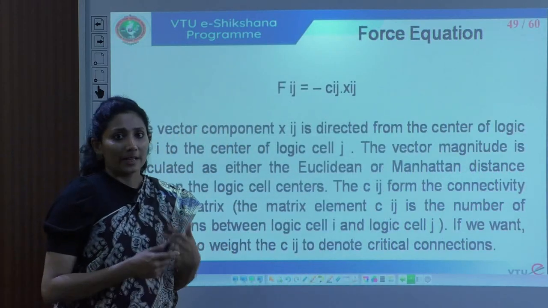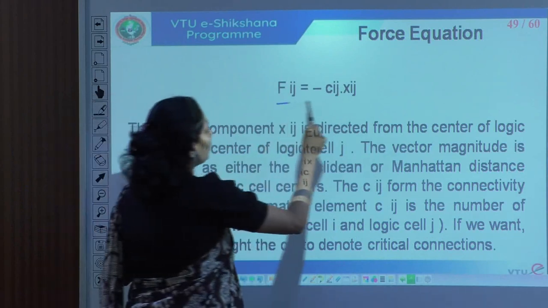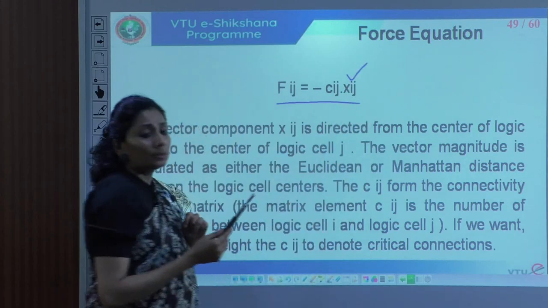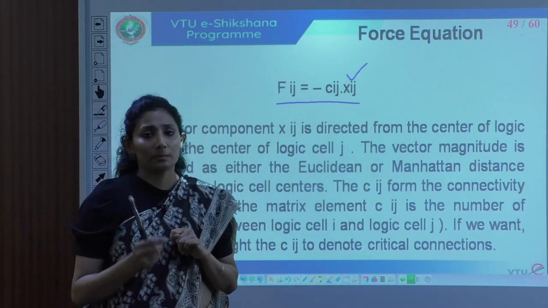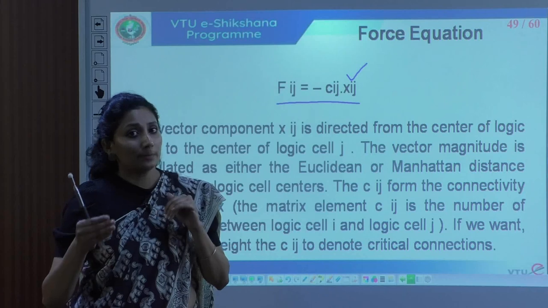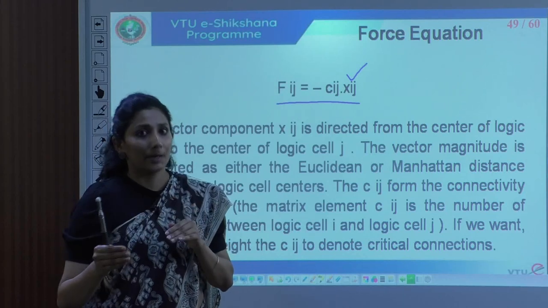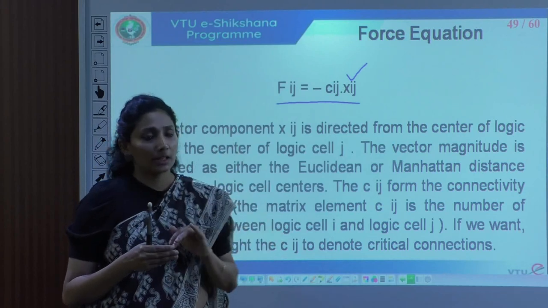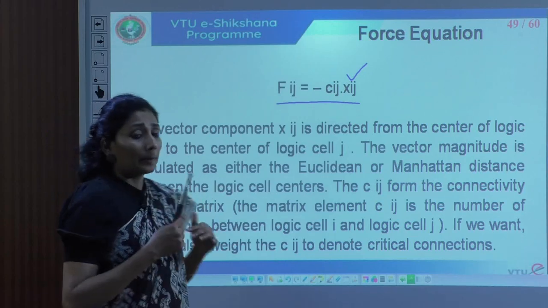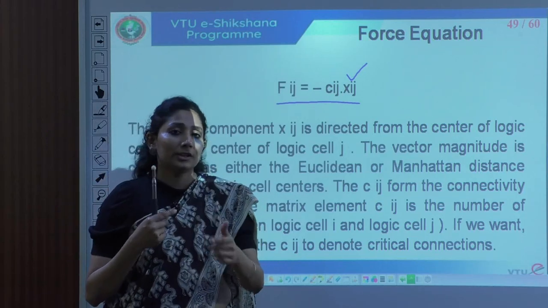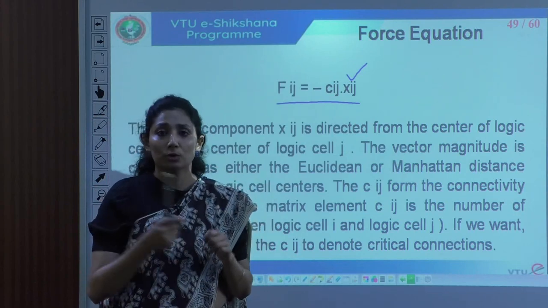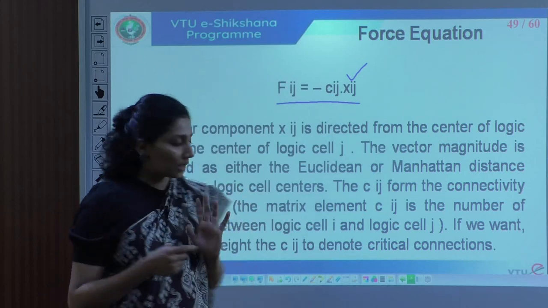So the force directed placement will work on the force equation. So how to calculate that force? X of ij is a variable, we call it a distance. It is calculated based on Euclidean distance between the ith and the jth block, I mean cell, in the x direction. Similarly, I can write the force equation in the y direction also. And Cij is the connectivity matrix. So I mean how many interconnects are connected between the ith block and the jth block. So that will be represented in terms of a matrix. So Cij represents that.